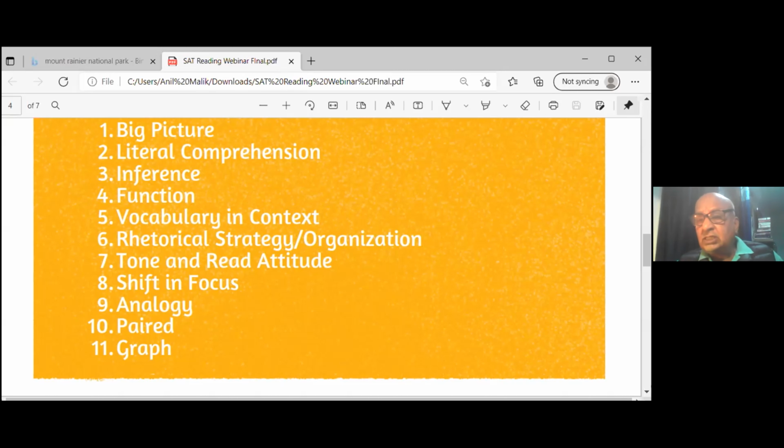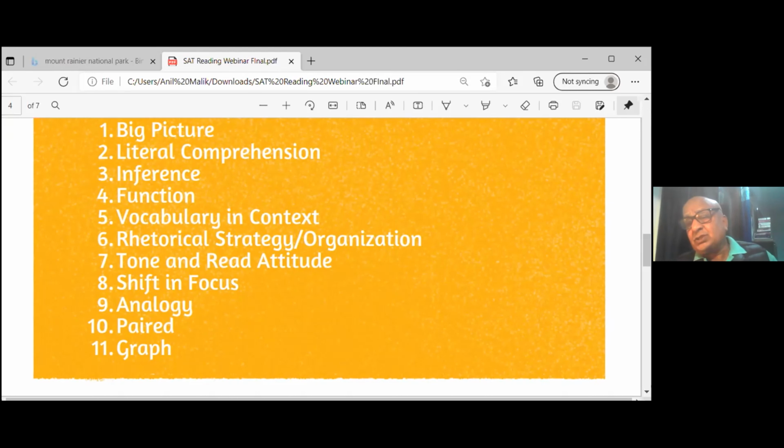A rhetorical strategy or organization question is just what it says. Organization means what came first, what came second, what came third, what came fourth. A tone and attitude question identifies the tone generated by a certain sentence or word, and similarly for attitude. A shift in focus asks how the author's focus shifted from the beginning of the text to the end. And an analogy is exactly what it says: give me a corresponding situation out of the 4 answer choices.